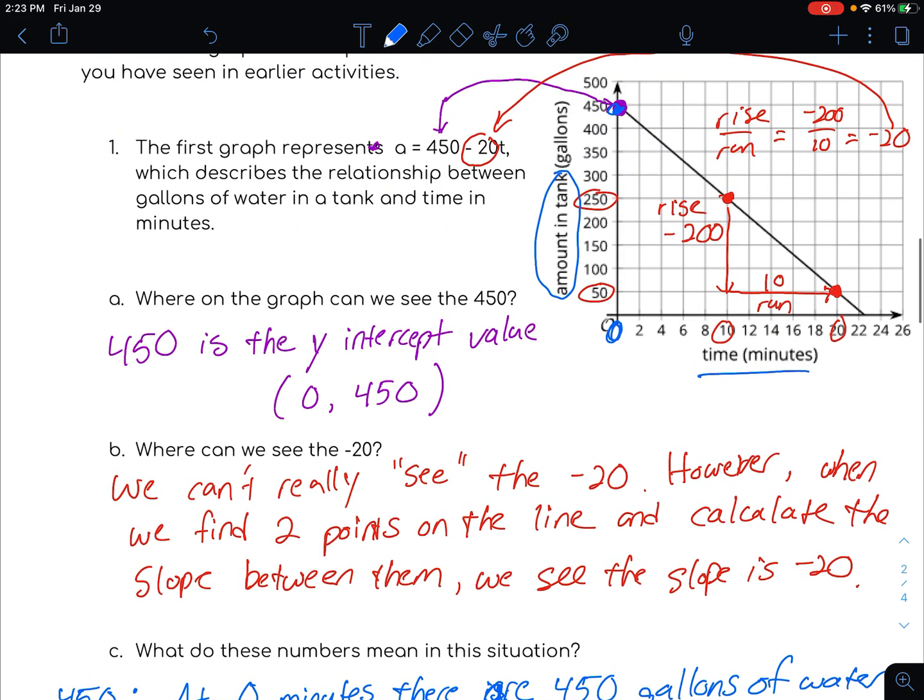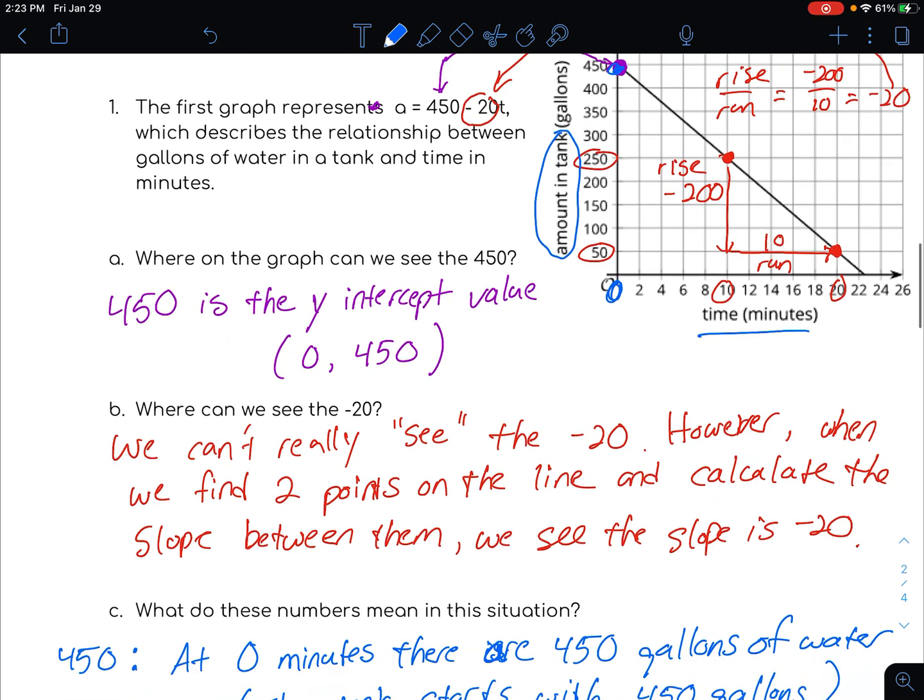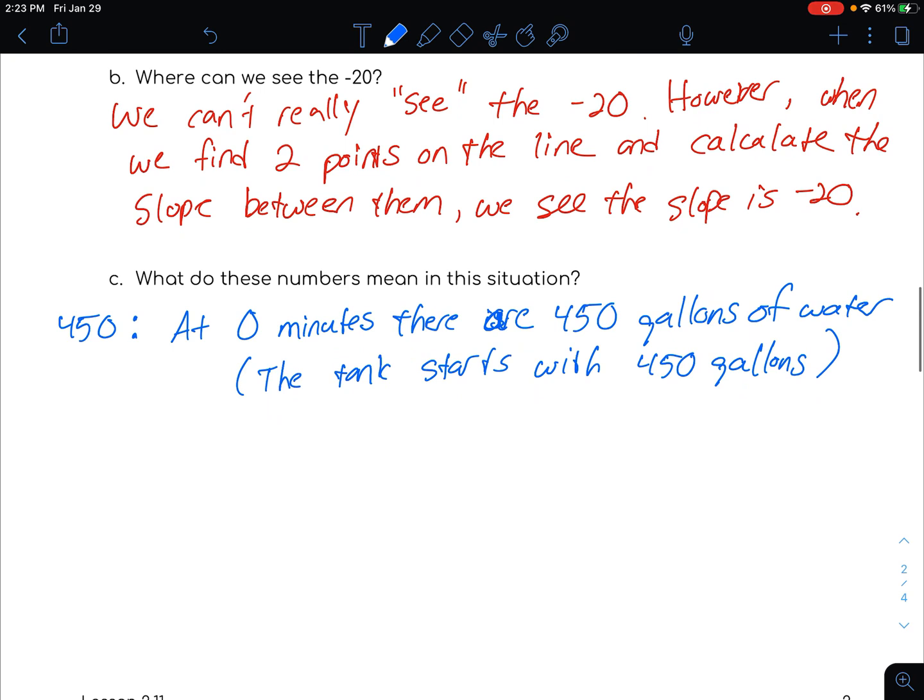Now a line goes on forever, left and right and up and down, but in the realistic interpretation of this line, we can only have time that's a positive number of minutes and an amount of water that is positive or zero. We can't really have negative time and negative amounts of water. So in the case of this, it really is our starting amount of water.